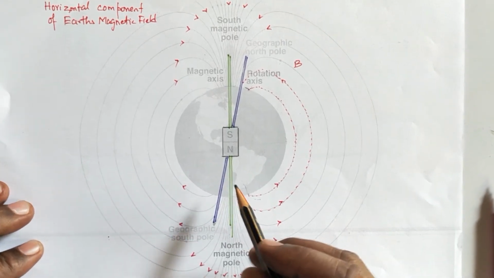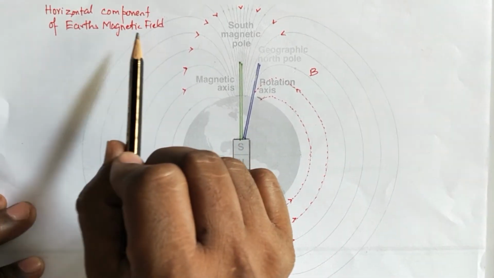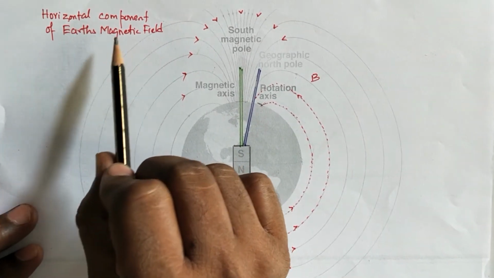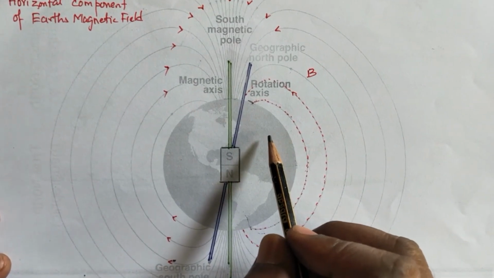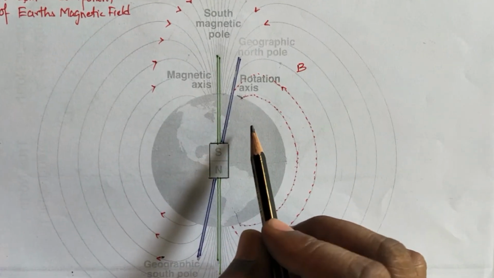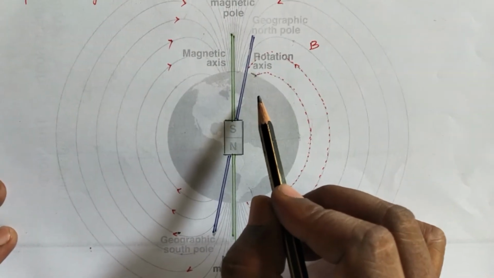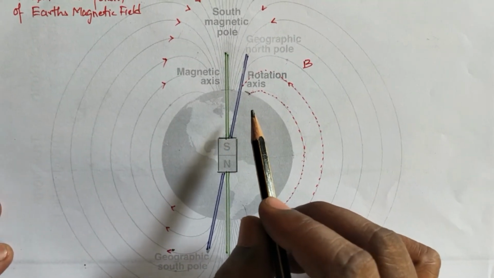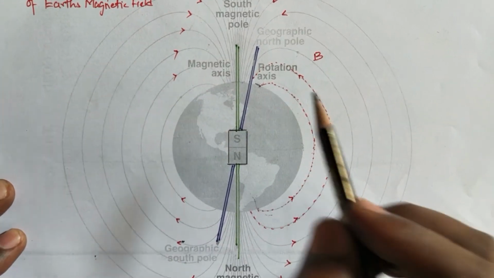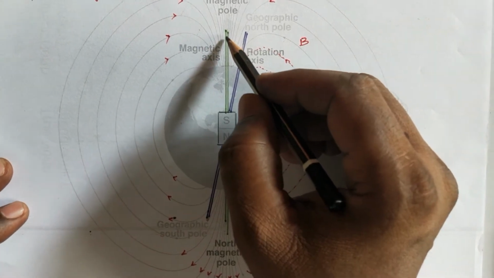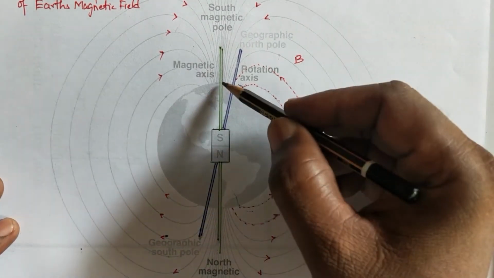Now let us learn about the third parameter of Earth's magnetism, the horizontal component of Earth's magnetic field. What does the horizontal component of Earth's magnetic field mean? At a given place on the Earth, the horizontal component of Earth's magnetic field is defined as the component of Earth's magnetic field along the horizontal direction in the magnetic meridian. What is the meaning of that definition? Let us understand here. This is the magnetic meridian. The line that we draw on the surface of the magnetic poles is called a magnetic meridian.